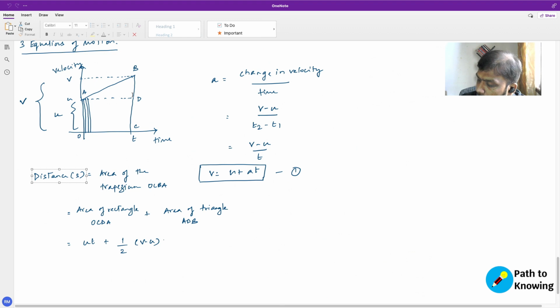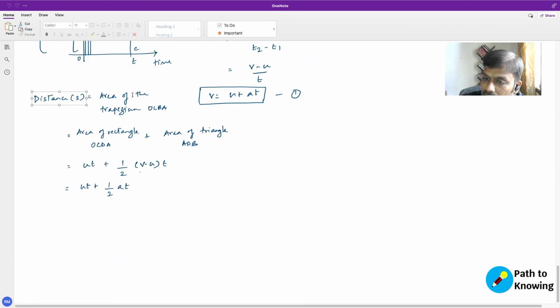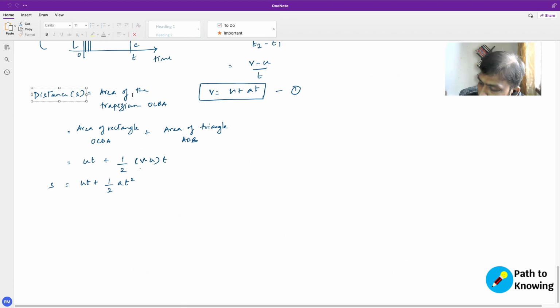And we know that v minus u, from this equation, can be written as a times t. So it is going to be half of at square. So distance s is equal to ut plus half of at square, and this is our second equation of motion. So we have now derived the second equation of motion.